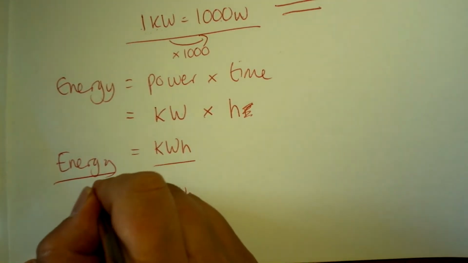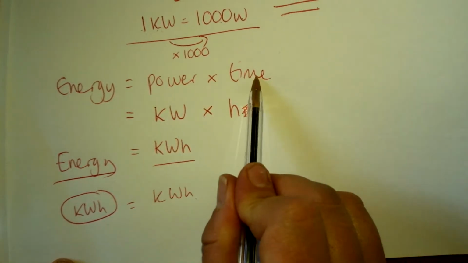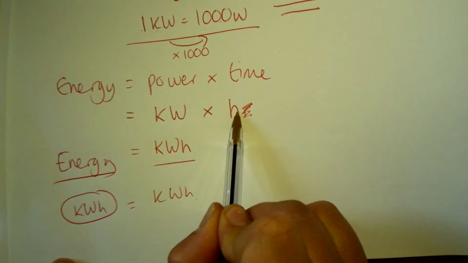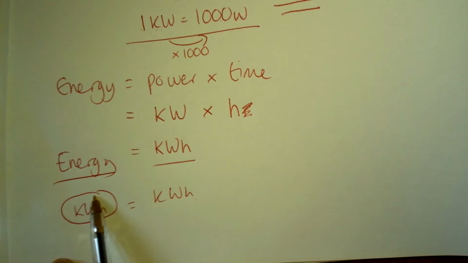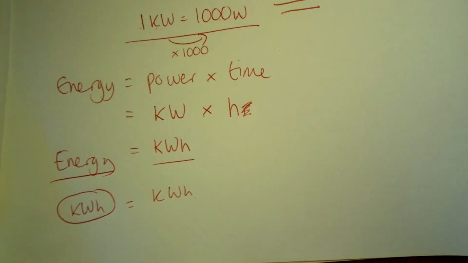So this in itself is a special unit only really used in electricity bills, and it measures energy. Because we know power times time, kilowatts times hours would equal energy, energy can therefore be measured in kilowatt hours.